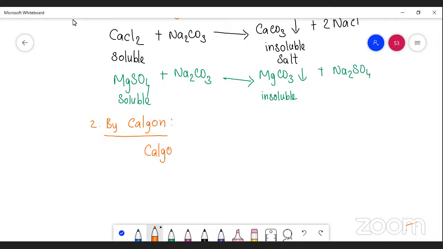So Calgon is nothing but sodium hexametaphosphate. Hexa means 6. This sodium hexametaphosphate is called Calgon. And sometimes the 6 is more than 1000 oxygen. We are using it as Calgon.